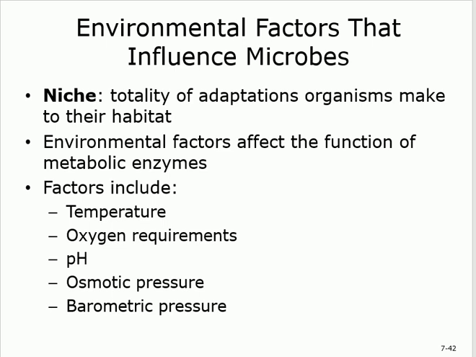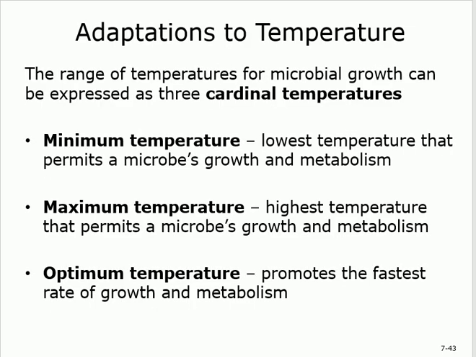Okay. Now the environmental factors. The niche means all the adaptations that the organism can do to survive. Temperature can be different. Oxygen requirement, pH, osmotic pressure, barometric pressure. So there are different criteria, and organisms can live in any one of these, different from one to another. The first one is temperature. Temperature adaptation. For each organism, there is an optimum temperature, the perfect temperature. And if you give me that perfect temperature, I'm going to grow and metabolize fast. This is perfect for me, okay? What if it is not?